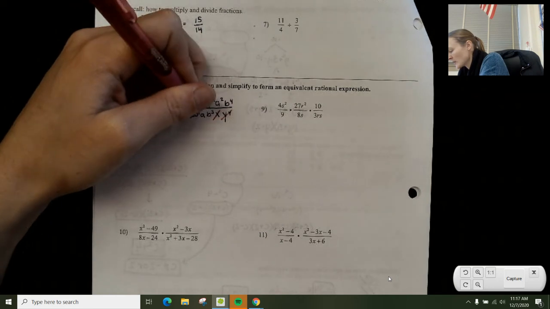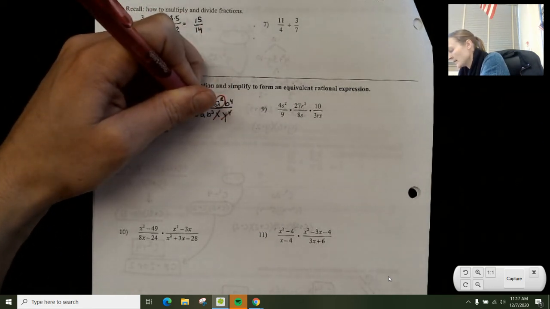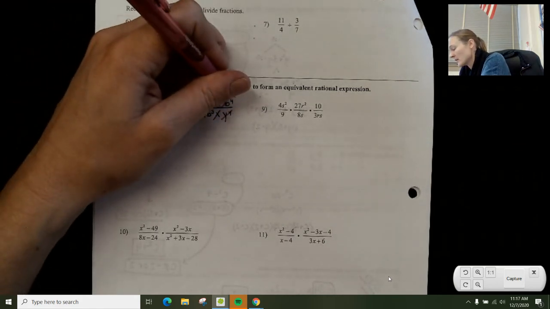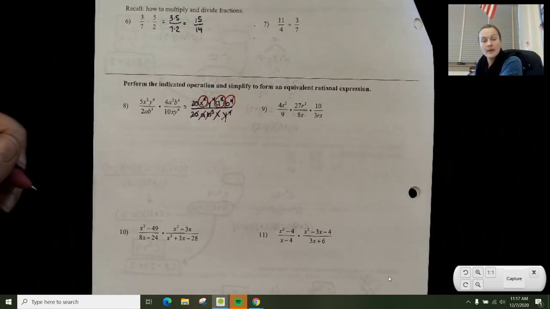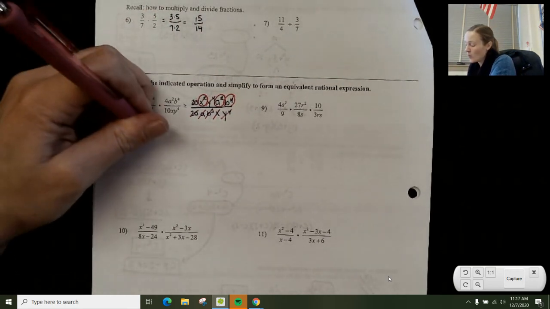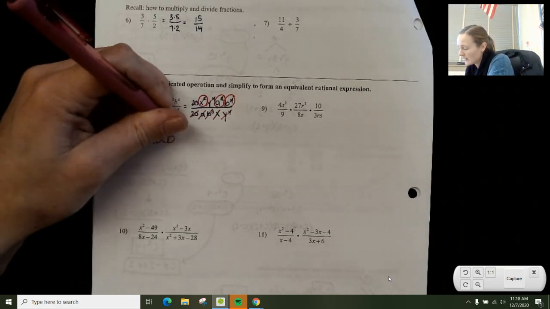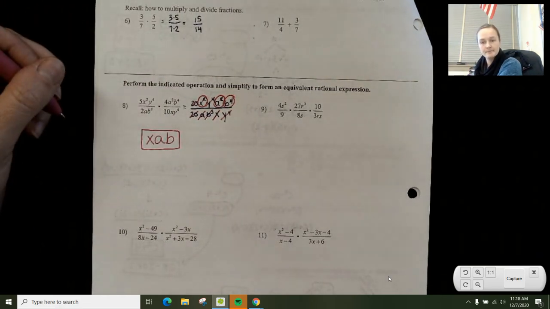Next, I've got a squared over a, so that's going to be left on the top with 1, and this is going to go away. And then b to the fourth over b to the third, there's going to be 1 left on top, and b to the third will go away. So I had 1 x left on top, 1 a left on top, and 1 b left on top. So there is my final answer.